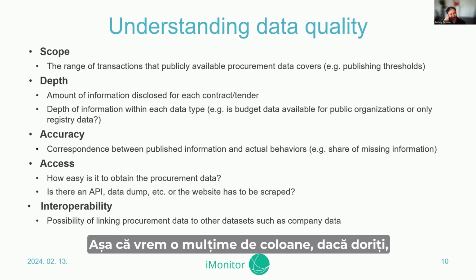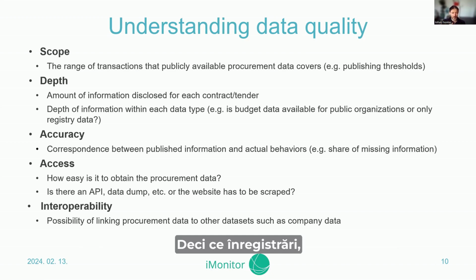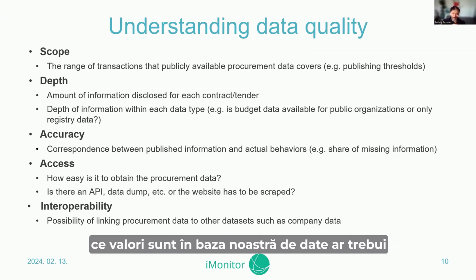So we want a lot of columns, if you like, in our imaginary Excel sheet. And then we also want this data to be accurate. So what records, what values are in our database should reflect the actual behaviors, should reflect the legally binding official information. Contract values in the signed contract should be the same as the contract value published on the government website.